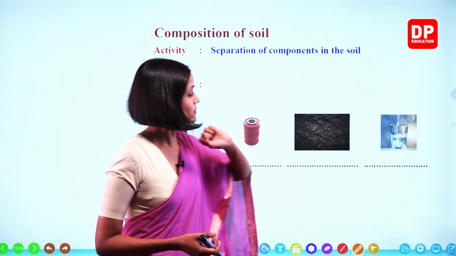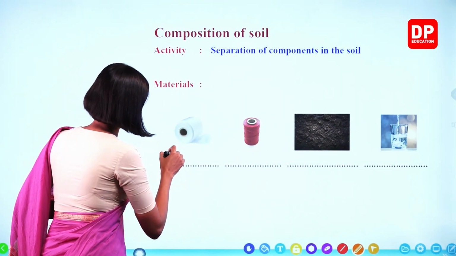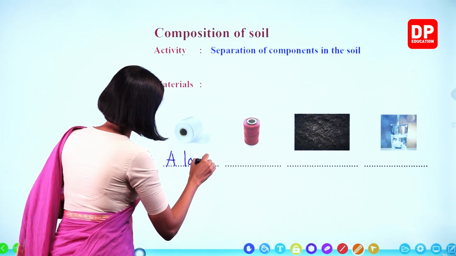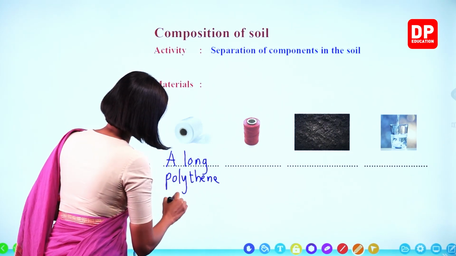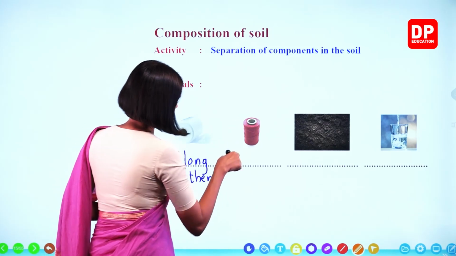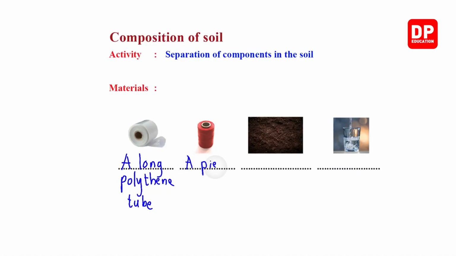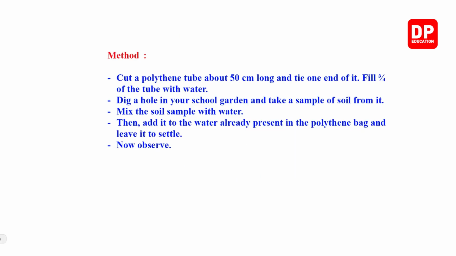And we need some water, right? We will write long polythene tube, piece of thread, soil sample, and some water. Okay, so we'll do this. We'll check how to do this activity method.